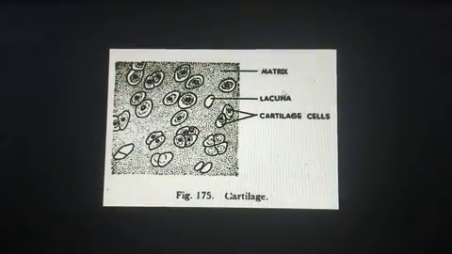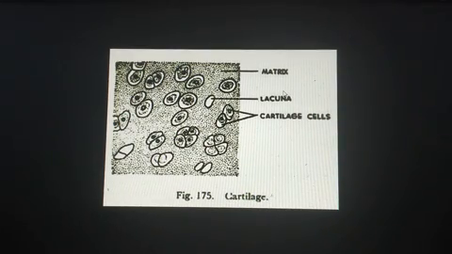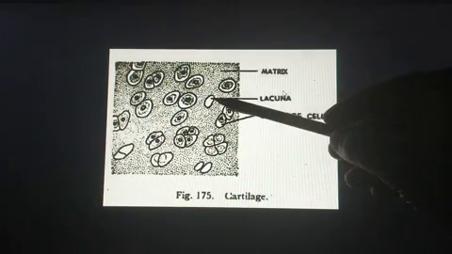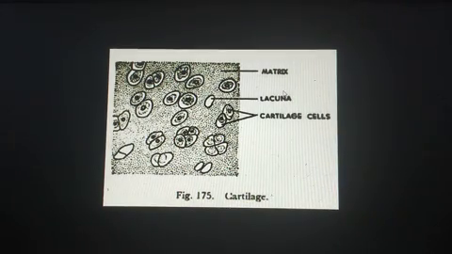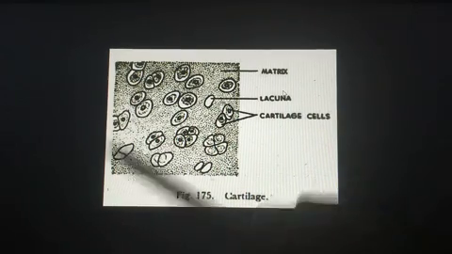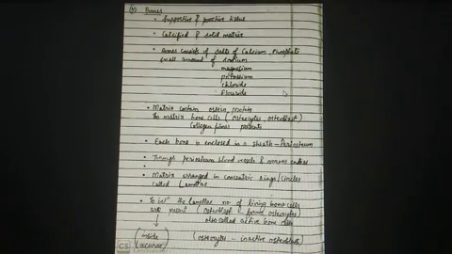So cartilage. The cells of the cartilage are loosely arranged. This is the lacuna, and inside the lacuna, the chondrocytes are present. Because of the small amount of fibers, they are flexible in nature. The cartilages are flexible in nature, and they do not have any blood vessels. Clear?